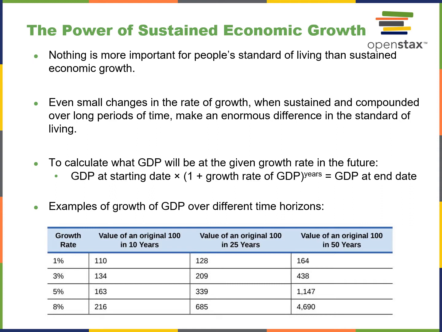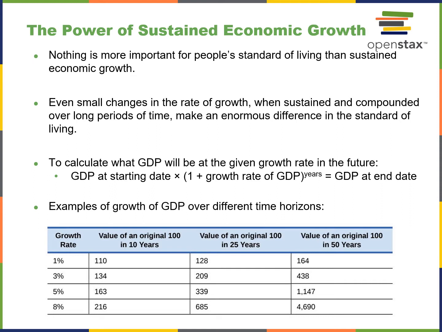Nothing is more important for the standard of living than sustained growth. Also, small changes in growth, when sustained, can make an enormous difference in the standard of living. And so there's a formula to calculate what GDP will be at any given growth rate per year. You have GDP at the starting date times 1 plus the rate of growth, raised to the number of years. This looks a lot like a financial growth formula, but it's one and the same.